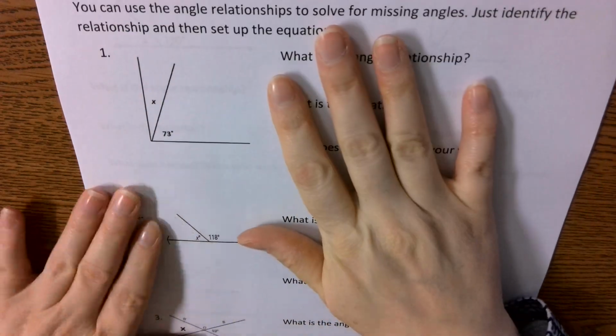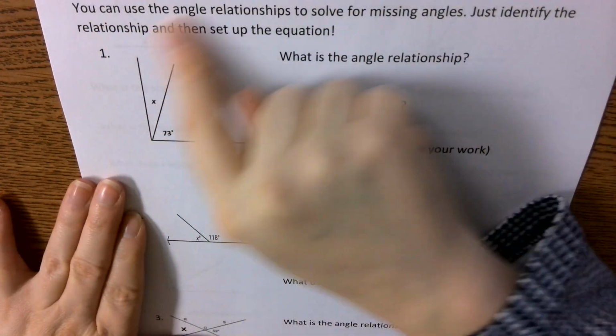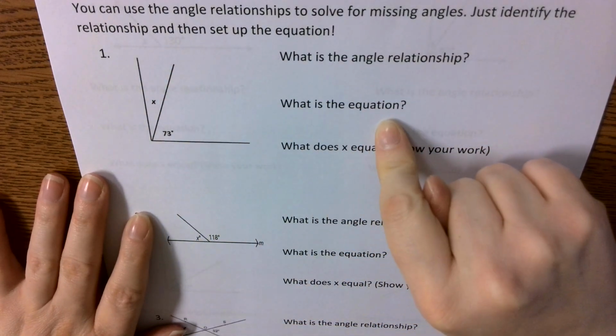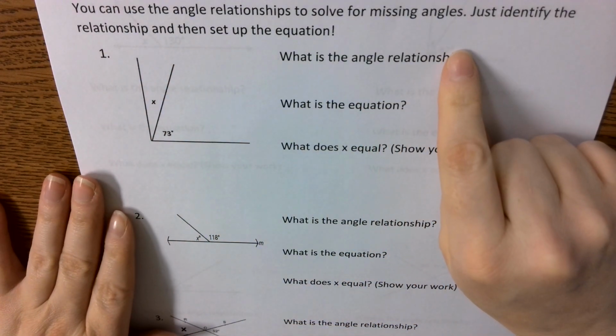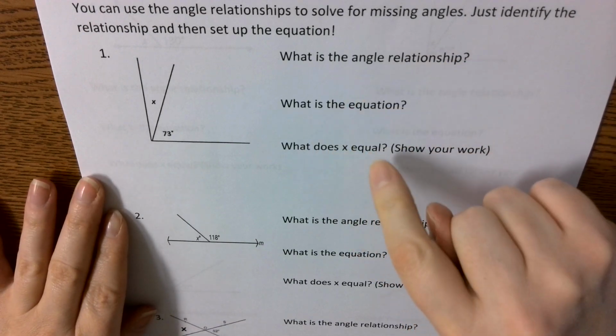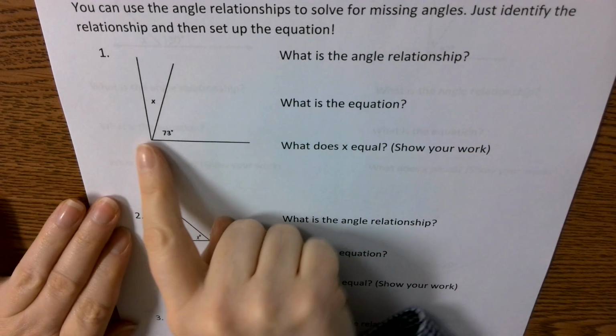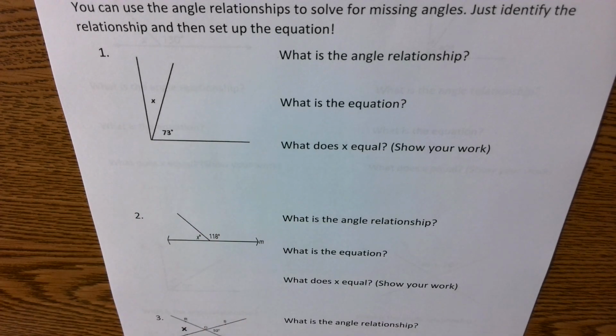So what we're going to do, each one of these questions is going to ask you what relationship is being displayed, what would the equation be that you could form based off of the relationship, and then solve for the missing value of x. So for problem number 1, what relationship is this?